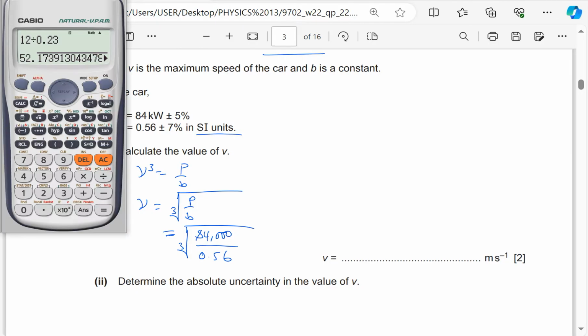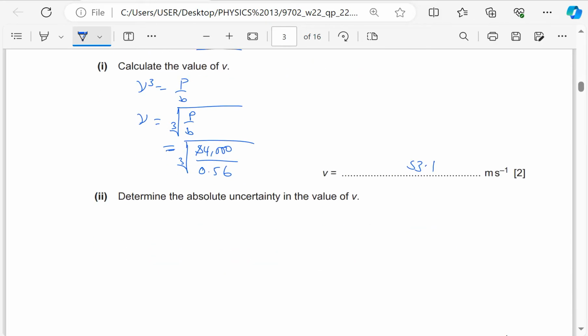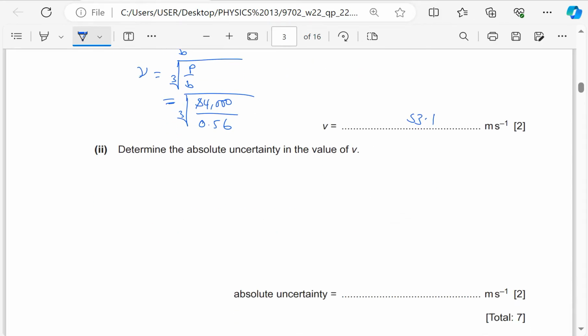Okay, so I have 84,000 divided by 0.56. Then I find the cube root. So I'll say shift cube root of the answer, which is 53.1. So V is going to be 53.1. Then determine the absolute uncertainty in the value of V.